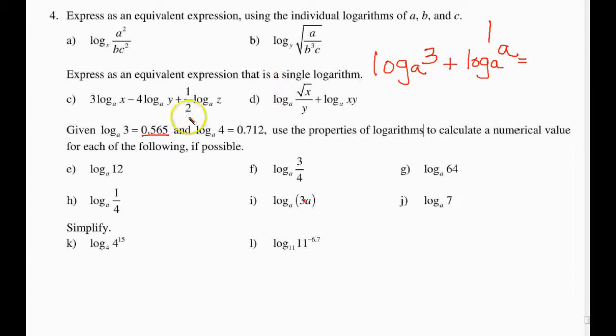So we take our 3 value, which is this, and we're going to add it to 1. So this gives us then as an answer 1.565, which is what they have down below for letter I. Now as we look at J, we have the log base A of 7. Now the factors of 7 are 1 times 7, but we don't have those up here. So for letter J, we just say cannot be found.